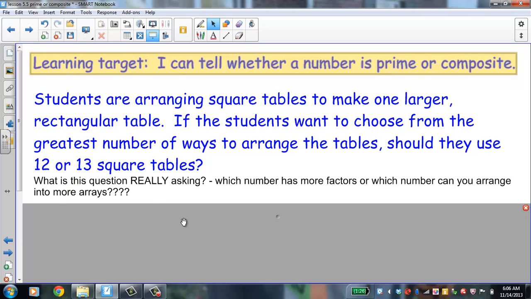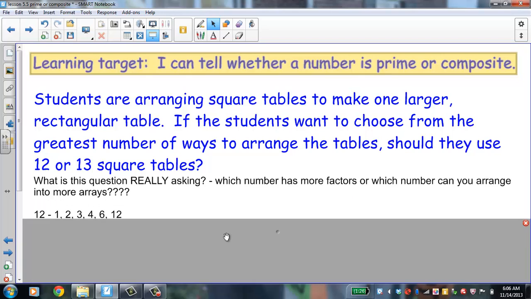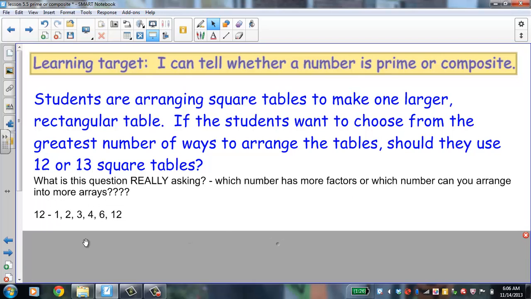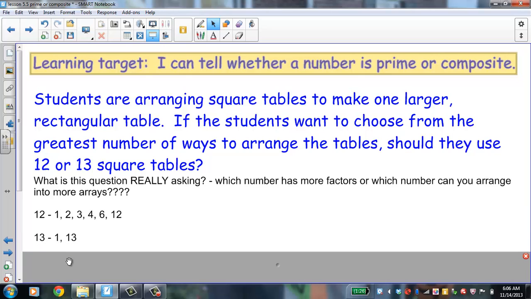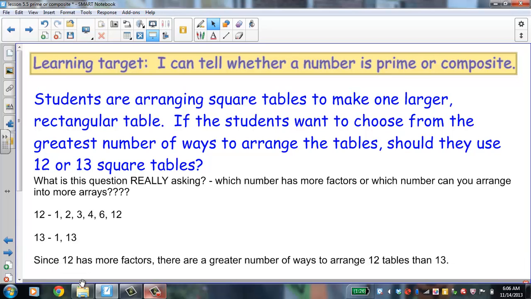So, what is this question really asking? It's really asking which number has more factors, or which number can you arrange into more arrays, 12 or 13. So let's take a look at the factors of 12. Remember that 1 times 12 is 12, 2 times 6 is 12, and 3 times 4 is 12. So that's how we get those factors. And then we get to 13, the only factors it has are 1 and 13. Since 12 has more factors, there are a greater number of ways to arrange 12 tables than 13.